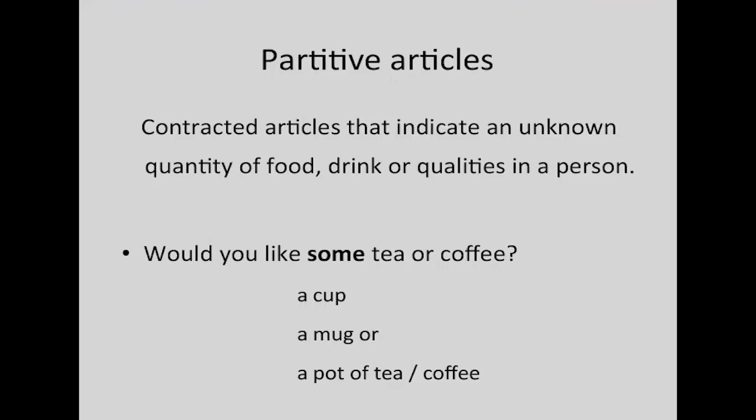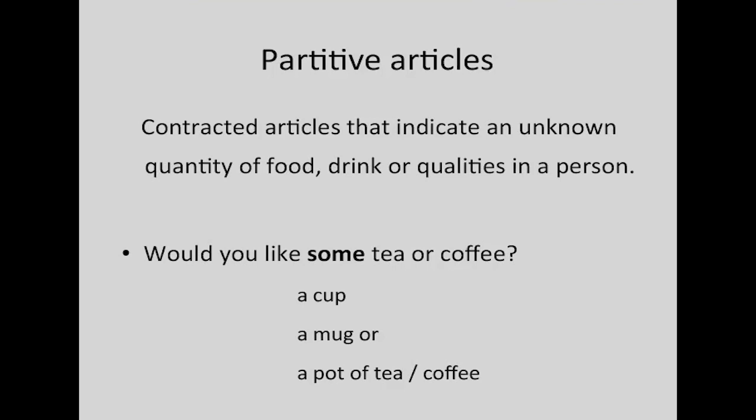In French, there are various types of articles, among which are included partitive articles. These articles are fundamentally contracted articles, but which are used specifically to indicate an unknown quantity of something, usually food, drink, or qualities in a person.